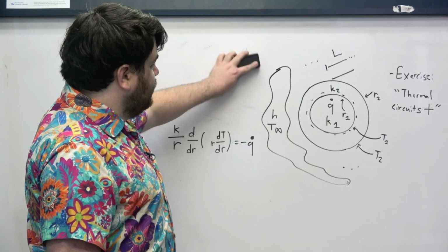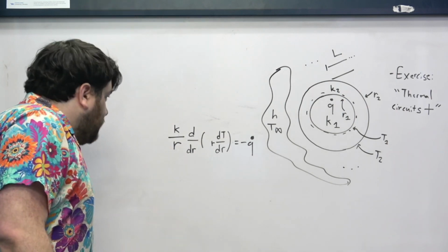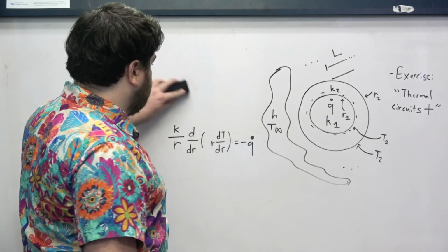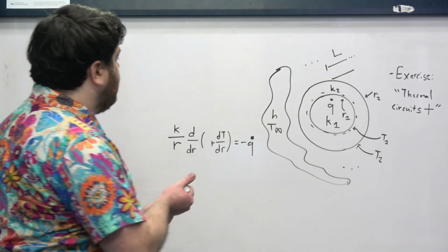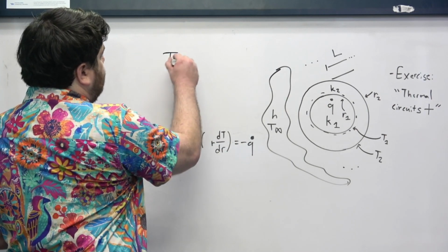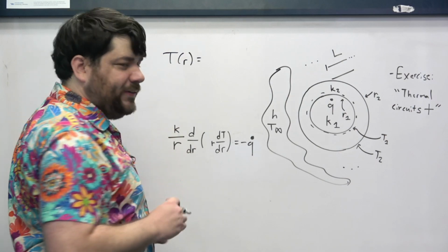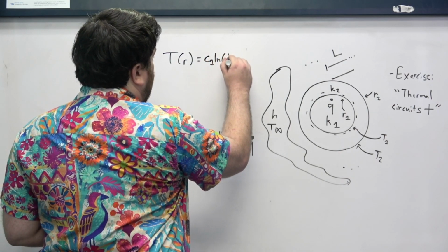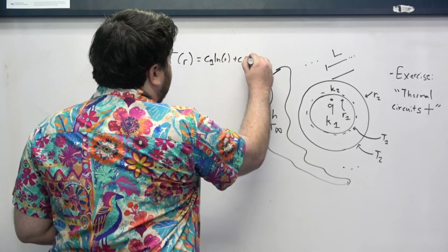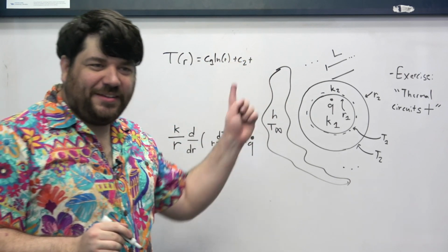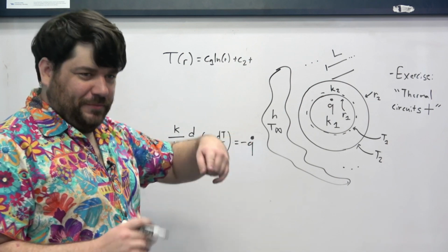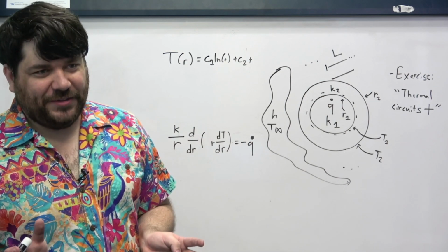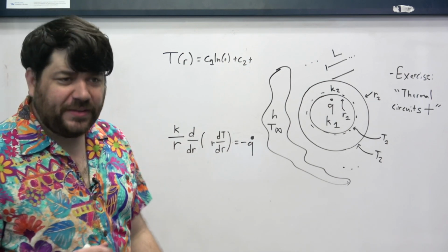So from math, so it doesn't have to do with physics, just mathematically, the temperature in the core is going to look like C1 logarithm of r plus C2 plus something else. That's what we're going to wind up getting. So we have to try to figure out what the something else is. So what is the something else?